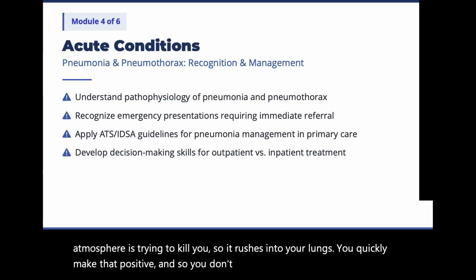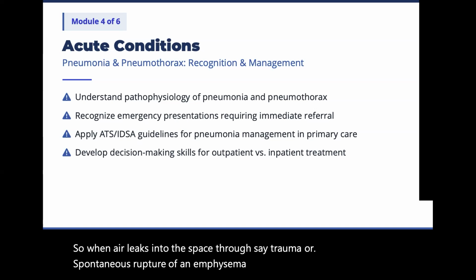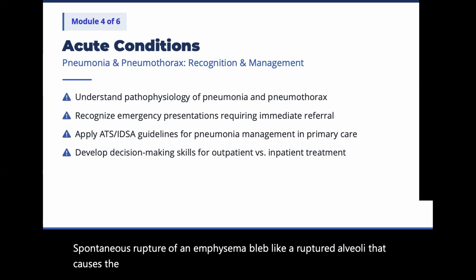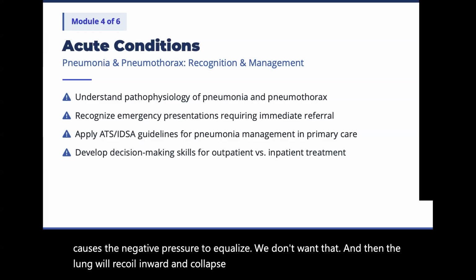So when air leaks into the space, through, say, trauma or spontaneous rupture of an emphysema bleb, like a ruptured alveoli, that causes the negative pressure to equalize. We don't want that. And then the lung will recoil inward and collapse partially or completely while the chest wall is springing outwards.